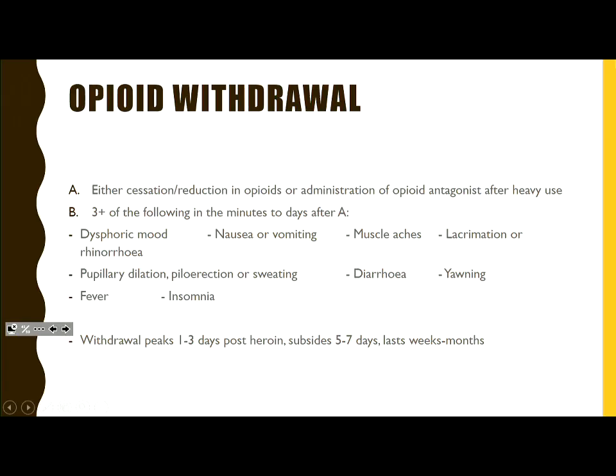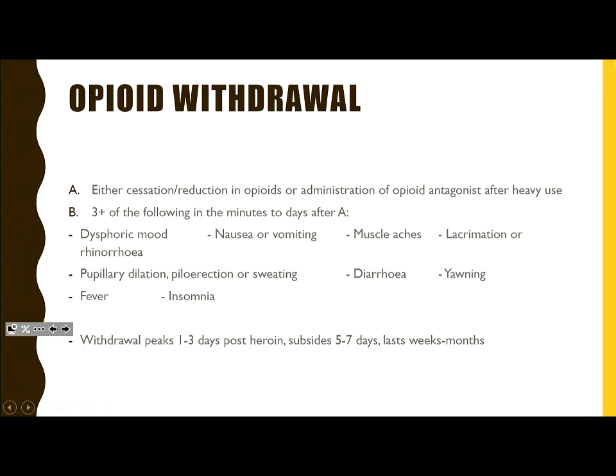For opioid withdrawal, the symptoms that you have are dysphoric mood, nausea and vomiting, muscle aches, lacrimation or rhinorrhea. You get dilated pupils instead of constricted, so you can think of it as the opposite. Diarrhea, yawning, fever and insomnia. The way I was taught to think about this is with an opioid withdrawal, you get secretion. So you have the vomiting, your eyes are tearing, your nose is running, you have diarrhea, basically everything's secreting. Again, withdrawal peaks at about 1 to 3 days post for heroin, but this varies with different opioids.